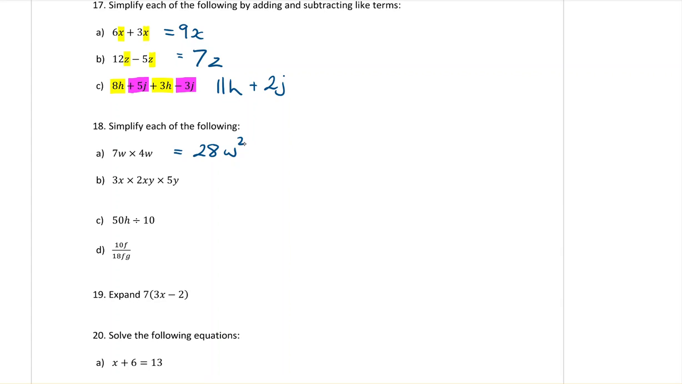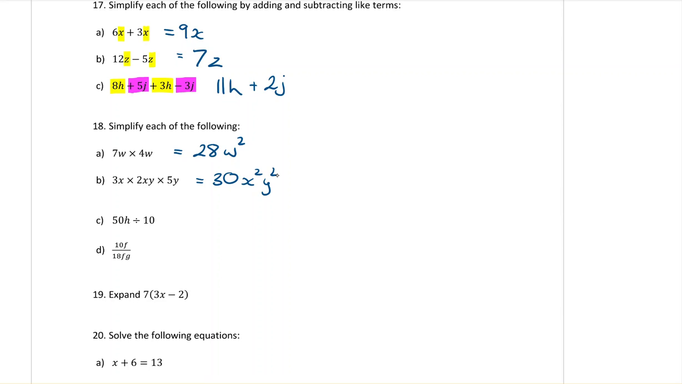So in B, you can do it with 3 of them as well. You just multiply all 3 numbers together. 3 times 2 times 5 is 30. And you collect up all the letters. I have x's and y's there. I have 2 x's, so that's x squared. And I have 2 y's, so y squared. Make sense? Good.